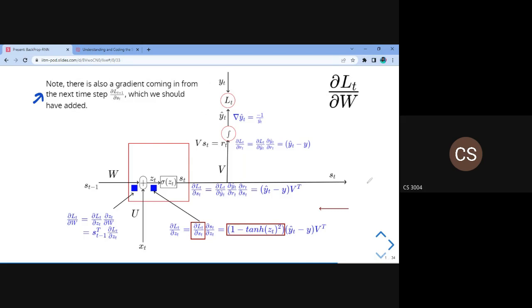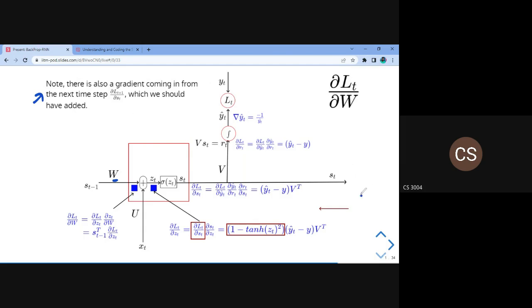What I am trying to convey here is that we are computing this gradient at a particular time step t for W, but this W, U and V are shared across time steps, right? Especially this W is shared for all the state vectors across time steps, but U and V just depend on the input at a particular time step, whereas W is shared across the entire sequence.